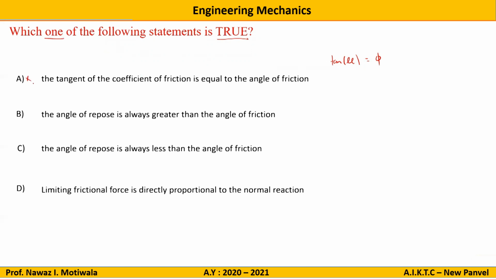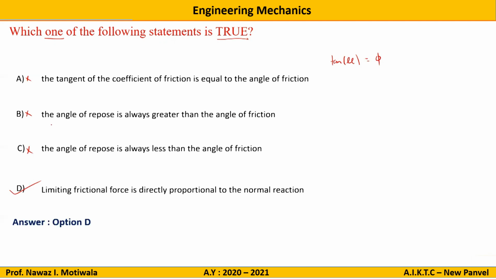Then, the angle of repose is always greater than angle of friction. No, it is equal. The angle of repose is less? No, it is not less. Limiting frictional force is directly proportional to normal reaction. Yes, this is the correct one. We have seen it in the laws of friction. So this option is correct.